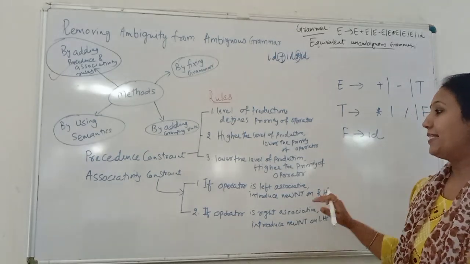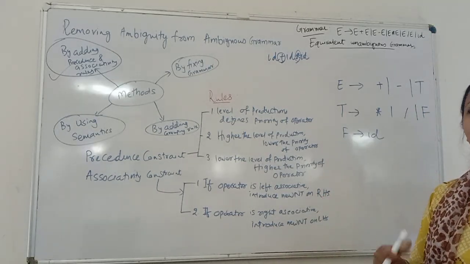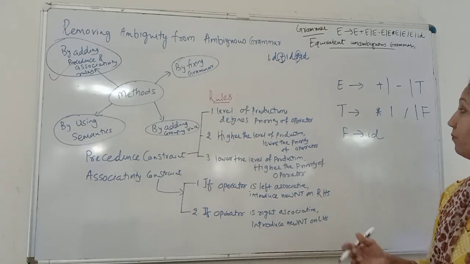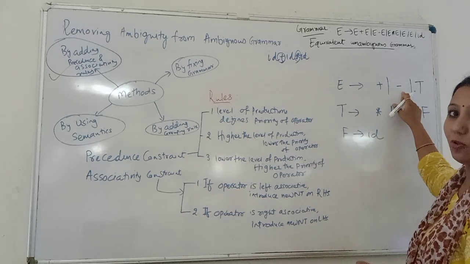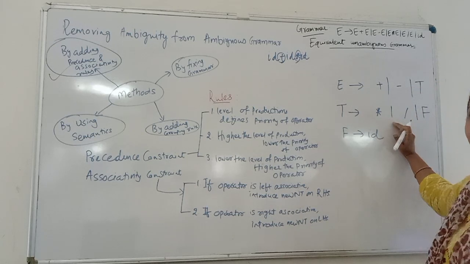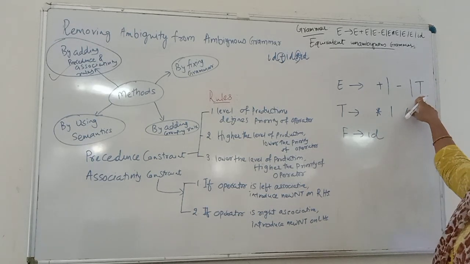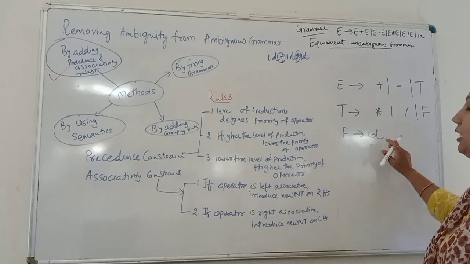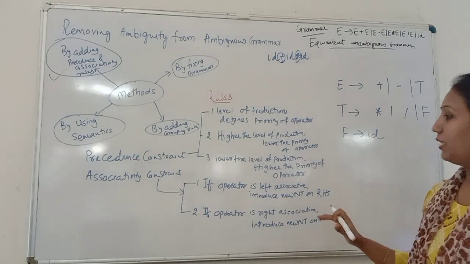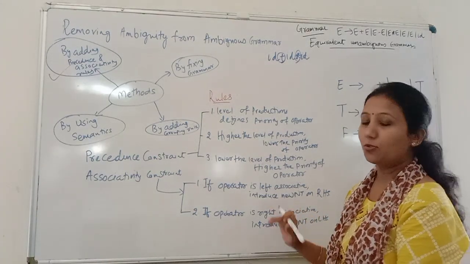Now we will see the associativity constraint. So second is the associativity constraint. Over here also I cannot write E plus E and E minus E, otherwise we cannot jump to the next level. So we have introduced the new non-terminal T. It means that over here we would have T somewhere. So for that we have to think about the associativity constraint.